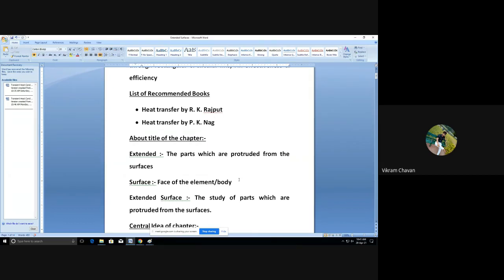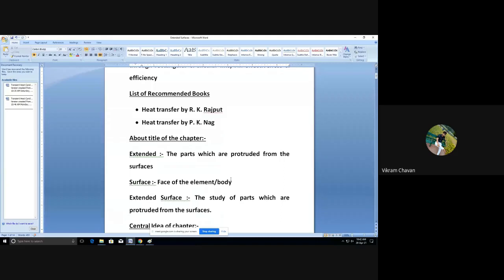Okay, and surfaces means the face of the element or body, that will be called as a surface. Okay, then combinedly, the title of this particular chapter is extended surfaces. So in this chapter, the meaning of this particular word extended surface is nothing but study of parts which are protruded from the surface. Study of parts which are protruded from the surface.